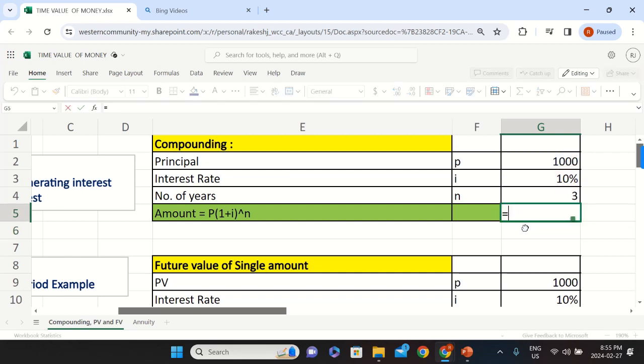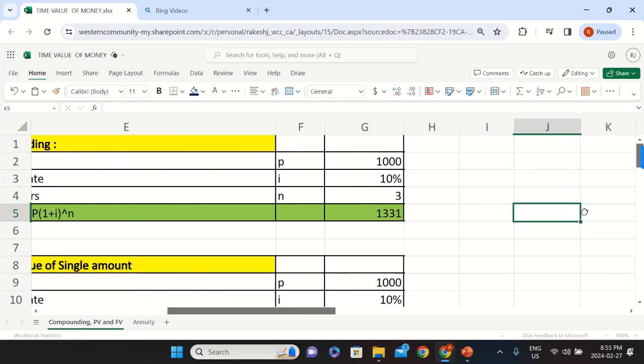If I delete it, I put an equal to sign, and I can say this is the principal amount, multiplied by bracket open 1 plus I, which is the 10%, right? The cap of this will be Shift plus 6, and 3, enter. So this is the amount that we will receive at the end of the third year.